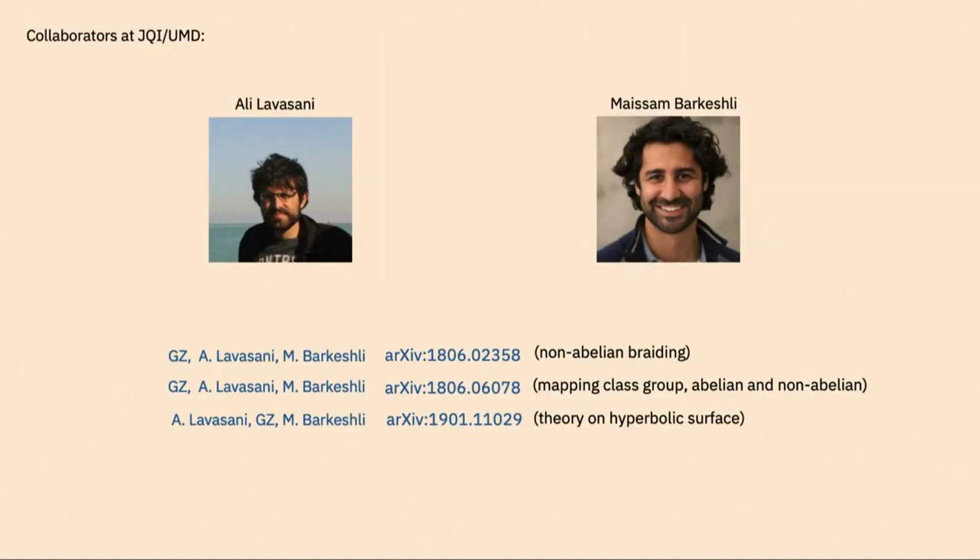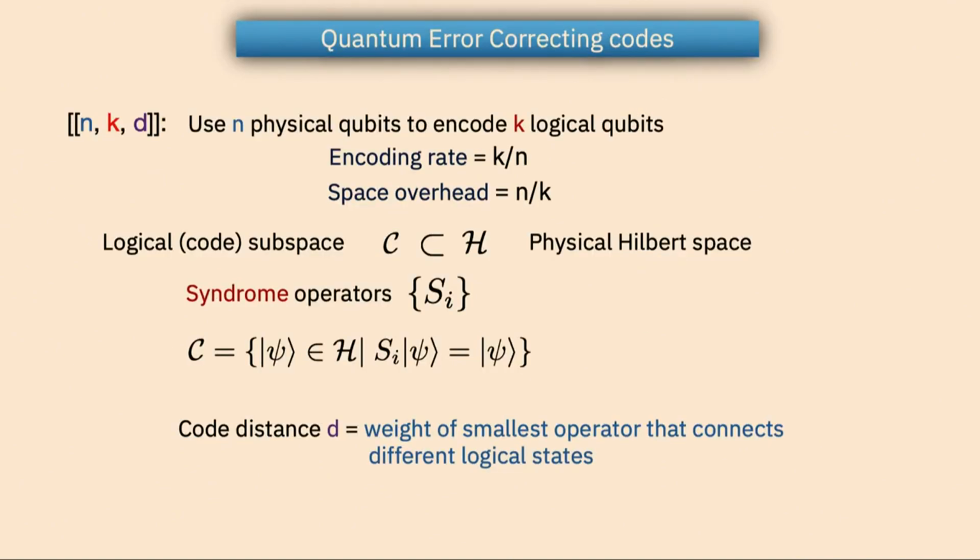So let me begin with introducing quantum error correcting codes, which can be captured by 3 parameters, where n is the total number of physical qubits, which redundantly encode k logical qubits. The encoding rate is defined to be k over n, while the inverse is the space overhead. The logical space is a subspace of the full Hilbert space, specified by syndrome operators Si taking the eigenvalue +1. The code distance d is the weight of the smallest operator that connects different logical states.